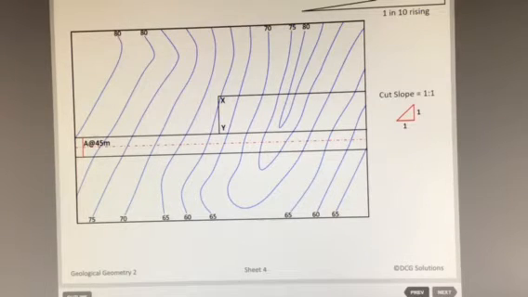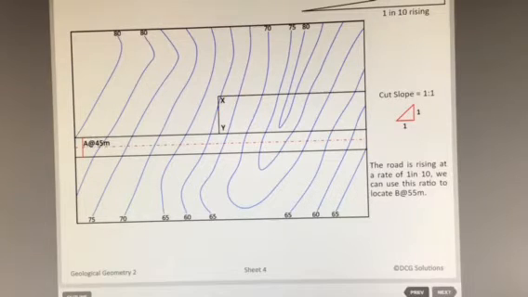So it's 1 in 10 rising, and its cut slope is 1:1. So the road is rising at a rate of 1 in 10. We can use this ratio to locate B at 55 metres.